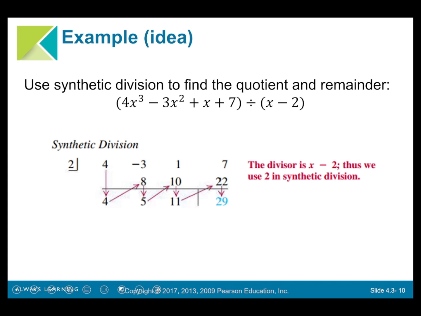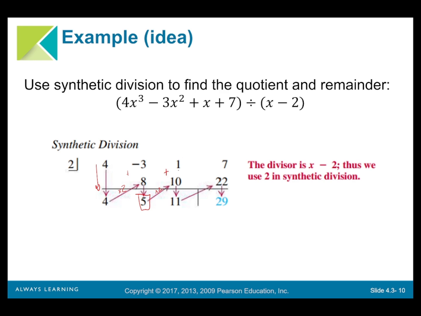So as a recap, your textbook has this really lovely diagram going on. It also describes this process, so feel free to go and check there. But to review one more time, we drop the 4. We do 4 times 2 to give us the 8. Then we add -3 and 8 to give us 5. We do another times 2 to get to 10. We add the 1 and the 10.